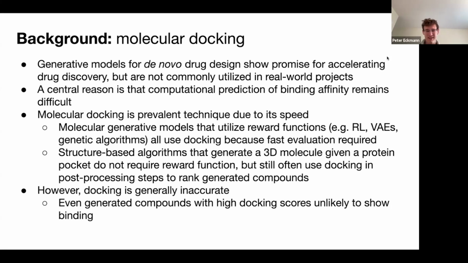Structure-based algorithms that generate a 3D molecule given a protein pocket, such as some of the diffusion models, do not directly require a reward function, but they still often use docking in a post-processing step to rank the generated compounds and get the compounds that are most promising. But the big problem with this is that docking is generally inaccurate. Even generated compounds that have high docking scores are unlikely to show binding, which means that the compounds generated from these models are also unlikely to show binding.